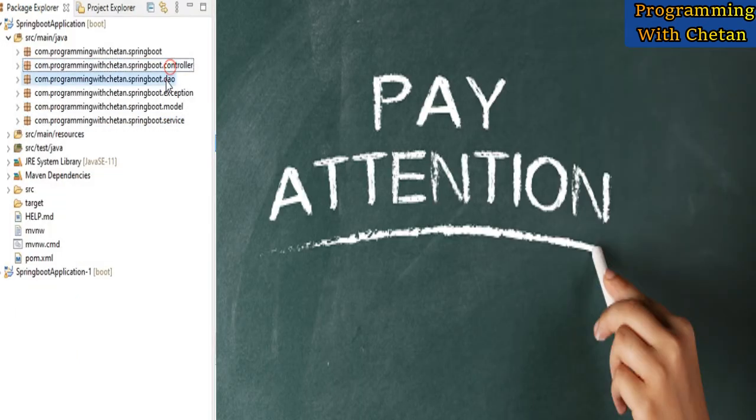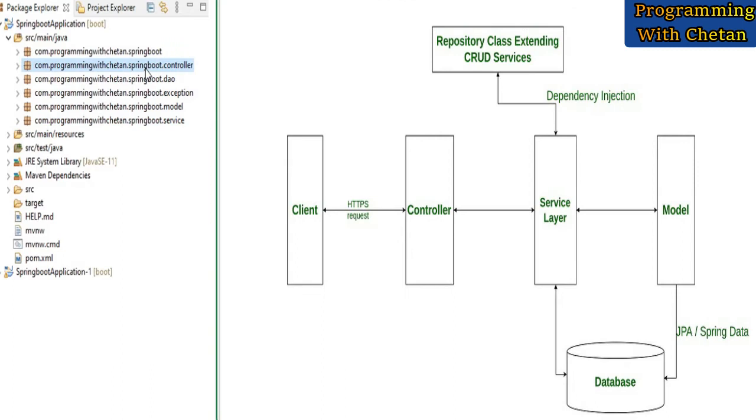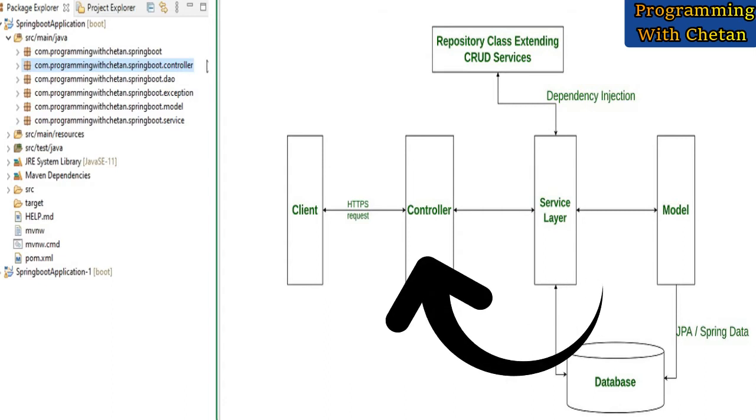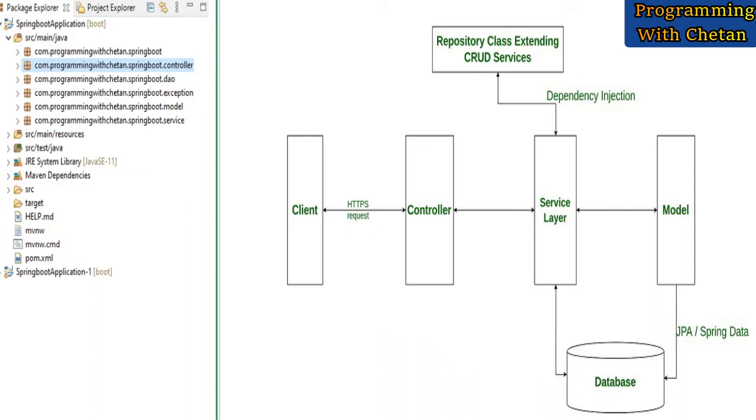Now, before discussing the various important packages, let me first tell you about the purpose of these packages. So when a request comes from the view layer or some external system, that request reaches our controller. Our controller is used to handle various types of requests coming from some external environment, and then it forwards those requests to the service layer.